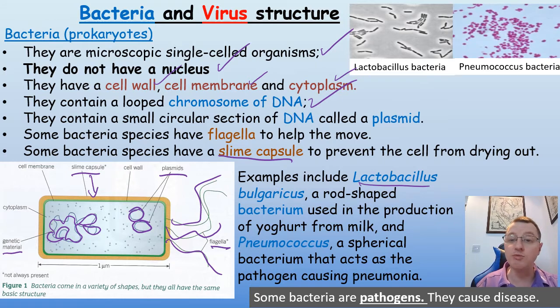So examples of bacteria include Lactobacillus bulgaricus, which is a rod-shaped bacterium used in the production of yogurt and milk, or Pneumococcus, which is a spherical bacterium that acts as a pathogen and causes the disease pneumonia. Now, some bacteria are pathogens, but not all. A pathogen is any microbe that will cause a disease. So some bacteria are very harmful to our body, but the majority of bacteria are actually very useful and beneficial to our bodies and to ourselves.